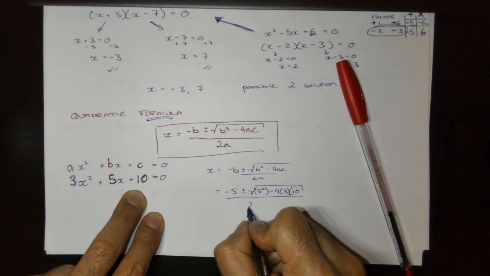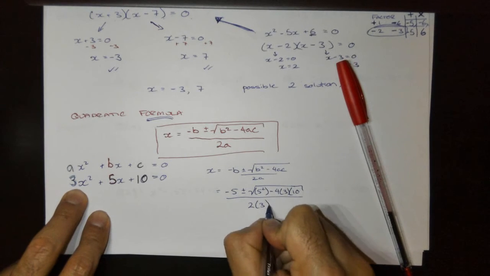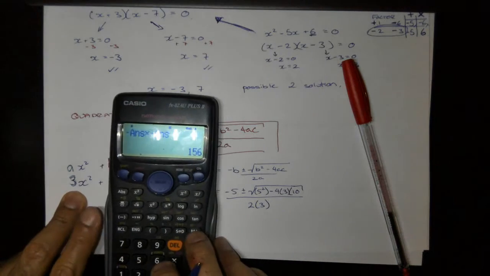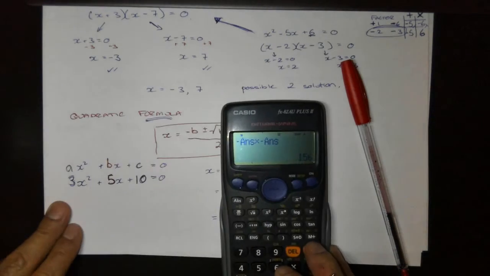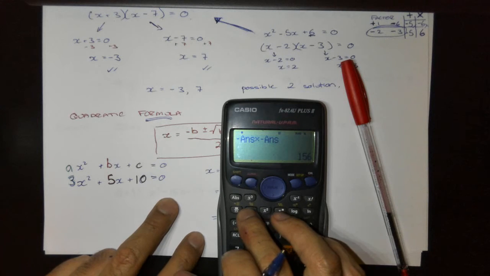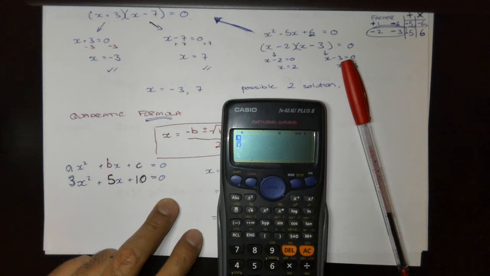And that's all over 2 lots of a, which is 3. So what I do is I plug that into my formula. Hopefully you can see that okay here. Because I know it from the top of my head, I'll do it. I'll press the fraction bar.